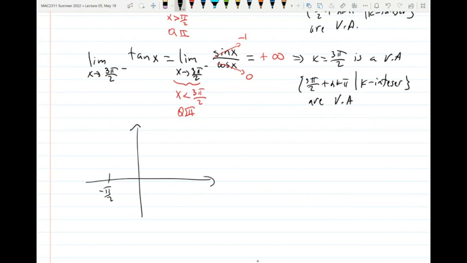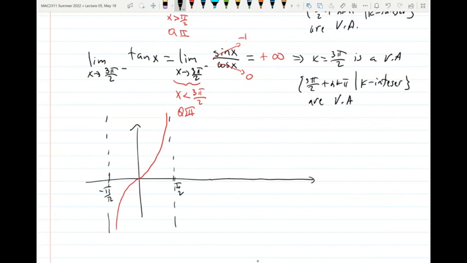Here is negative pi over 2. Here is pi over 2. This is typically the main period for the tangent function, and this is how it looks. It looks like the cubic, right? That's a tangent function, and then it just keeps on repeating to the right and to the left, non-stop.